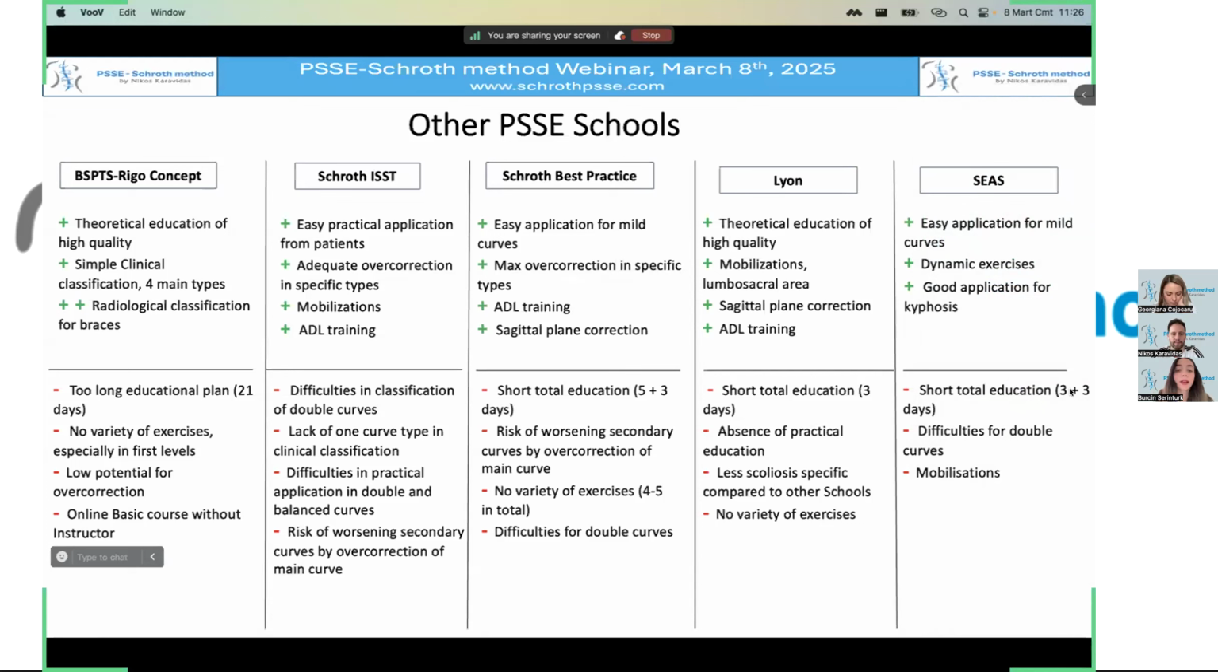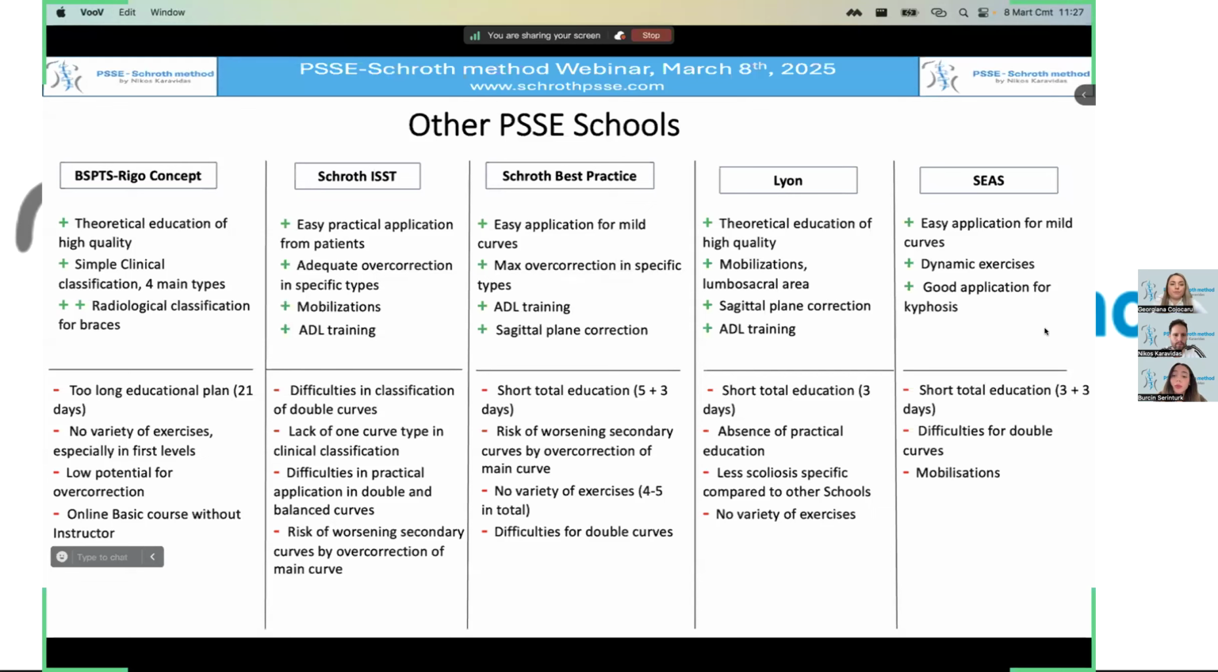Thank you. Okay. Let's continue with Schroth best practice. They use maximum overcorrection in specific types, and they give attention to activities of daily living training. And what are their limitations? They have short total education, and same as ISST, they have risk of worsening secondary curves by overcorrection of the main curve. As I said before, overcorrection brings with it some problems, and no variety of exercises. And they have some difficulties for double curves, especially for the balance curve.